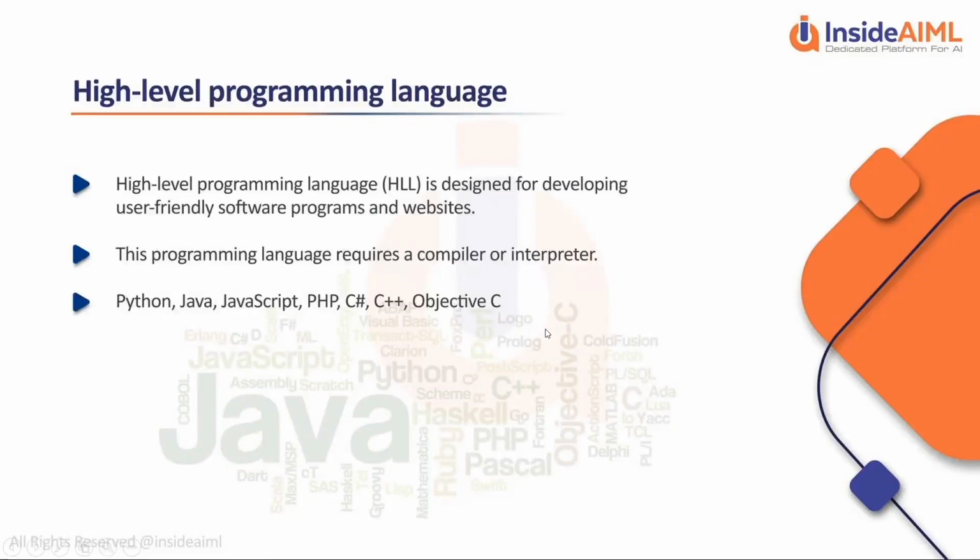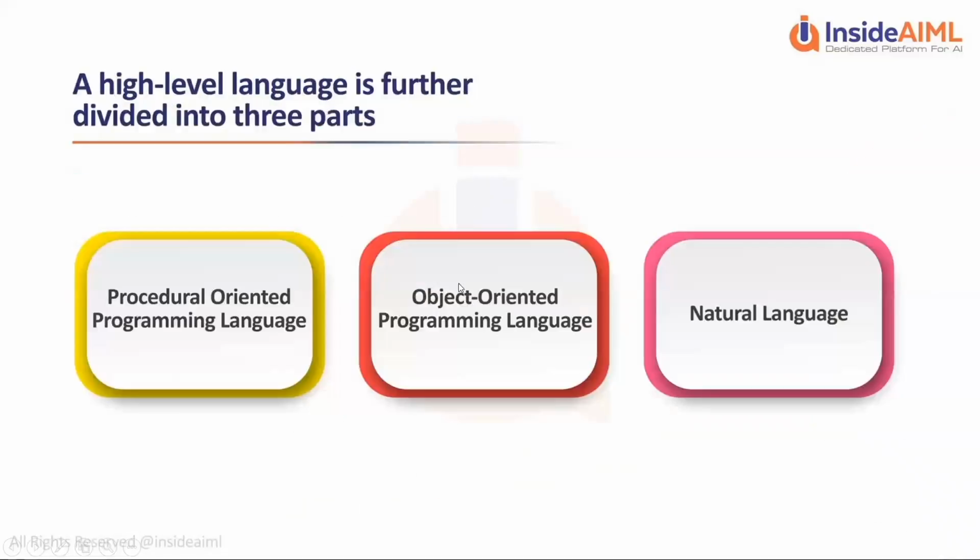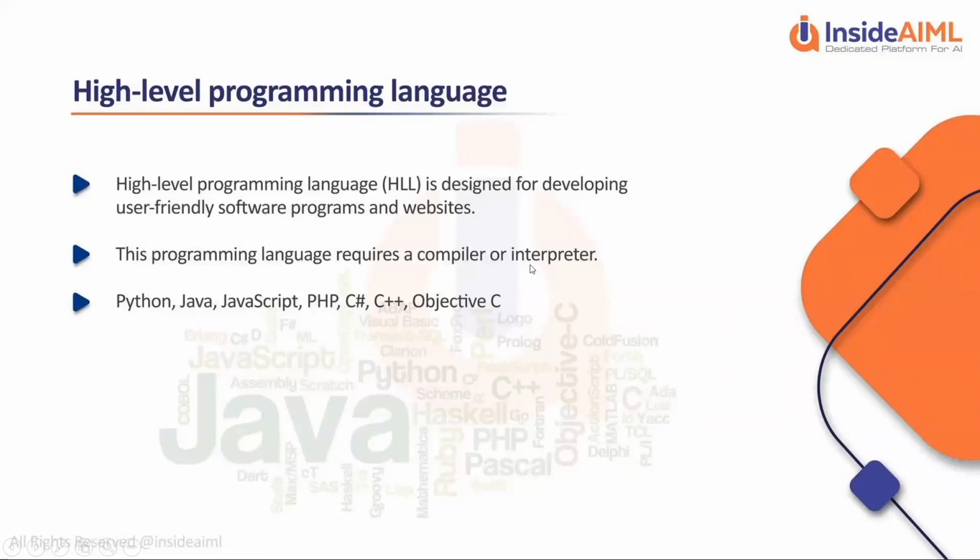Now, high level programming languages are designed for developing user friendly software programs. These programming languages require a compiler or interpreter, not both of them. So C and C++ have compilers. Java also has a compiler. Python, Perl, and Ruby all have their interpreters to do this conversion.